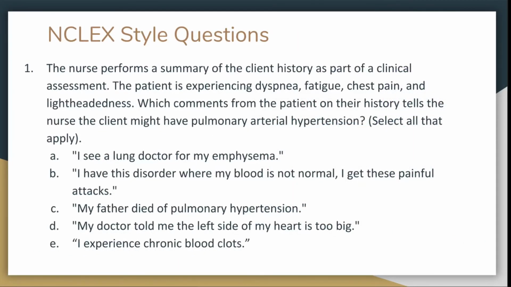NCLEX question number 1. The nurse performs a summary of the client history as part of a clinical assessment. The patient is experiencing dyspnea, fatigue, chest pain, and lightheadedness. Which comments from the patient on their history tell the nurse the client might have pulmonary arterial hypertension? Select all that apply. A. I see a lung doctor for my emphysema. B. I have this disorder where my blood's not normal. I get these painful attacks.